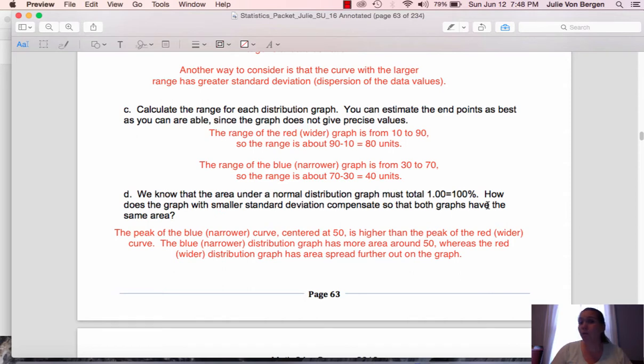Question D says we know that the area under the normal distribution graph must total 1.0 or 100%. Again, this is fitting the definition of being a distribution. So how does the graph with smaller standard deviation compensate so that both graphs have the same area? Well, if we look, the peak of the blue or the narrower curve centered at 50 is higher than the peak of the red, which is the wider curve. So the blue or the narrower distribution graph has more area around 50, whereas the red or the wider distribution graph has the area spread further out along the graph.